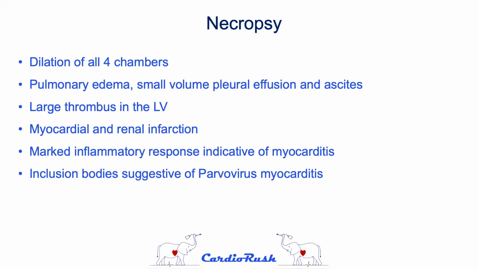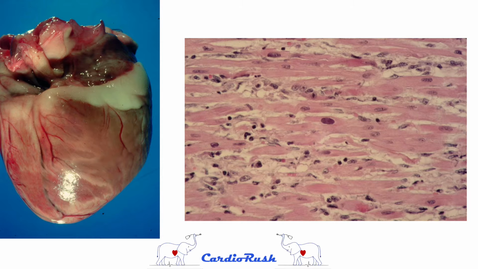And on necropsy, there was dilation of all 4 cardiac chambers with pulmonary edema, small volume pleural effusion, as well as small volume ascites. There was a large thrombus in the left ventricle, as well as myocardial and renal infarction, probably as a result of the thrombus in the ventricle. There was an inflammatory response in the myocardium indicative of myocarditis, and inclusion bodies were seen suggestive of parvovirus as the cause for myocarditis. Again, here's an inclusion body that is inside of the ventricle right there.